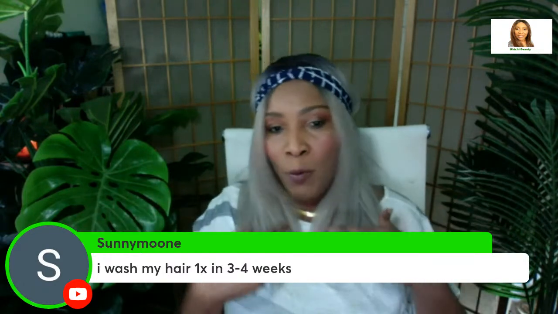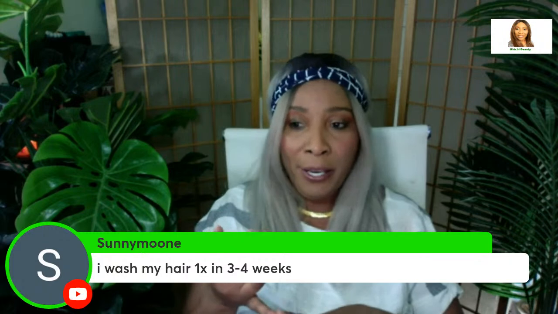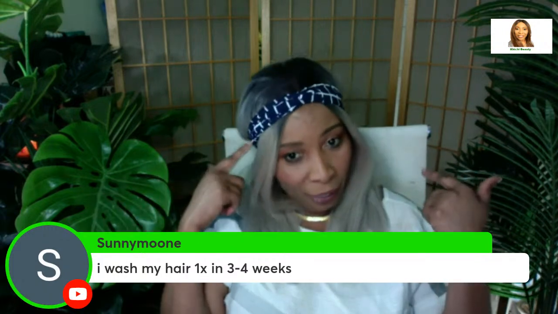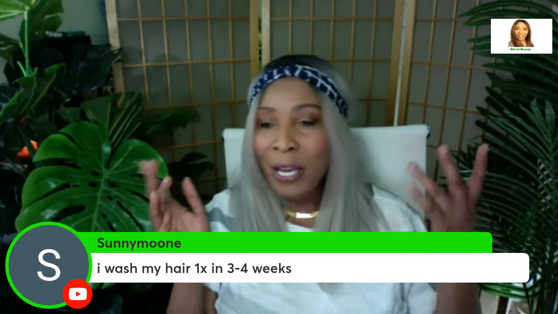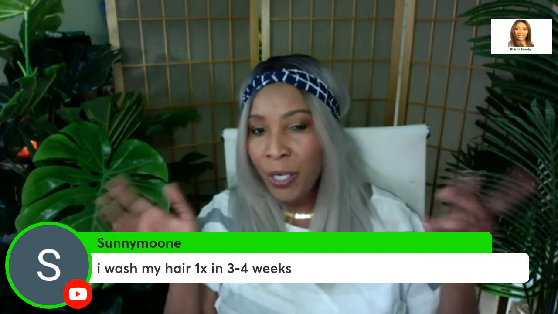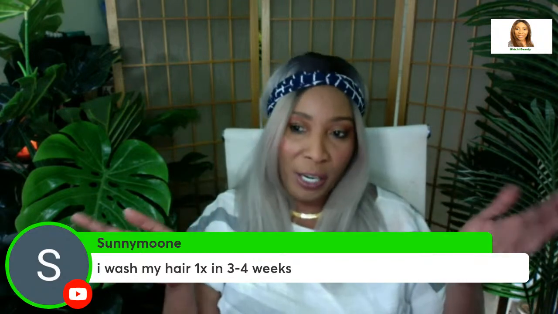How often do I wash my hair? And I'm going to keep it real with you guys. If my hair is the way it is right now, I try to wash my hair once a week. Do I get a chance to wash it once per week? No, I don't get a chance to wash it once per week. Sometimes I wash it every 2 weeks.